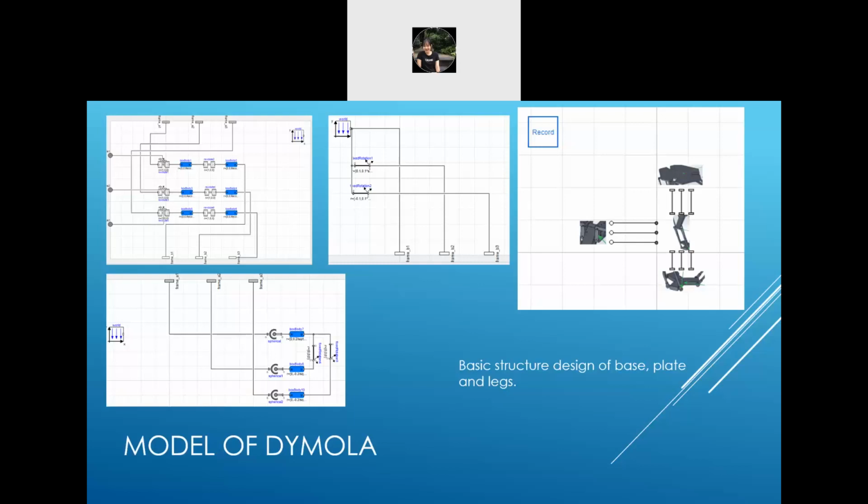As you can see, the right hand side is the overview of the whole body of the model, the top left is the leg model, in the middle is the base model, and downstairs is the plate model.